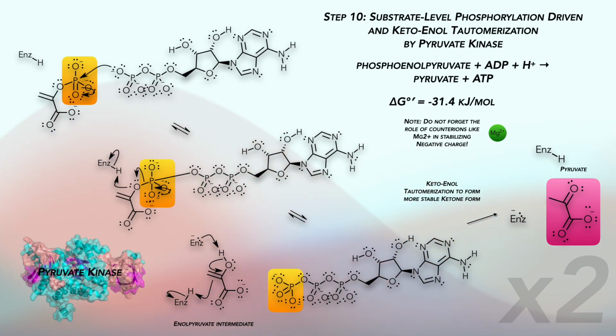With pyruvate kinase, the final ATP-producing step now occurs. ADP attacks the phosphate of phosphoenolpyruvate, and ATP is formed. The remaining enol immediately tautomerizes to the much more stable keto form of pyruvate. That spontaneous tautomerization provides much of the thermodynamic driving force behind this reaction.